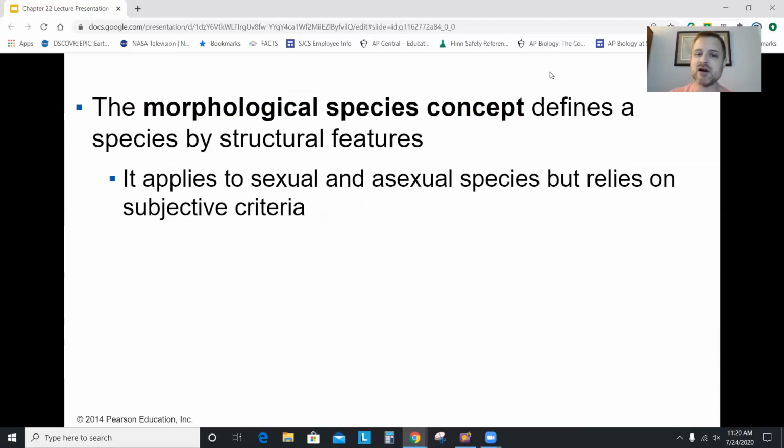So there are some other concepts. The morphological species concept is defining species by structural similarities. This is how you would classify bacteria or other things that reproduce asexually.